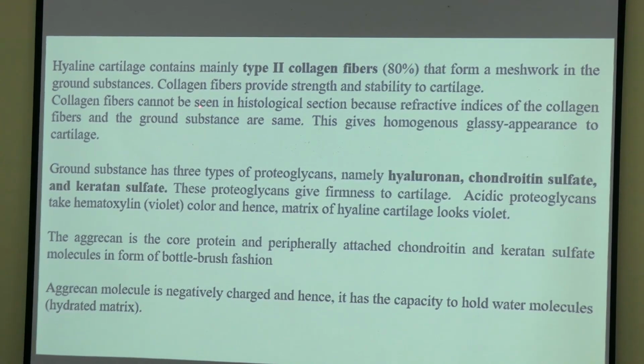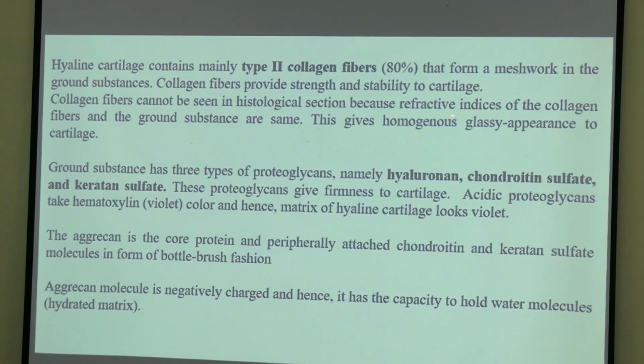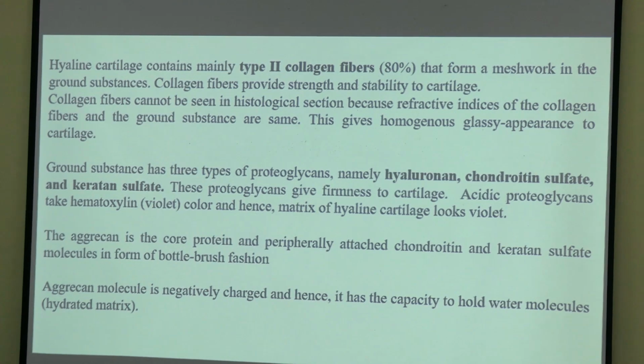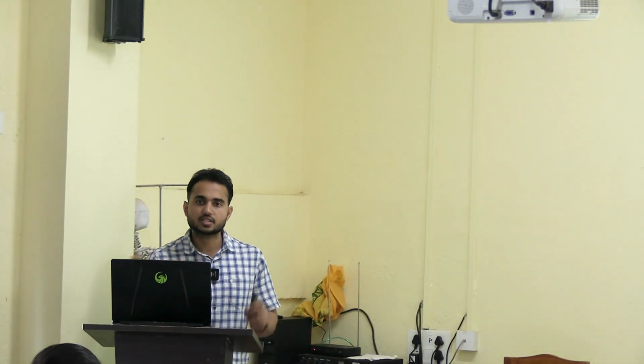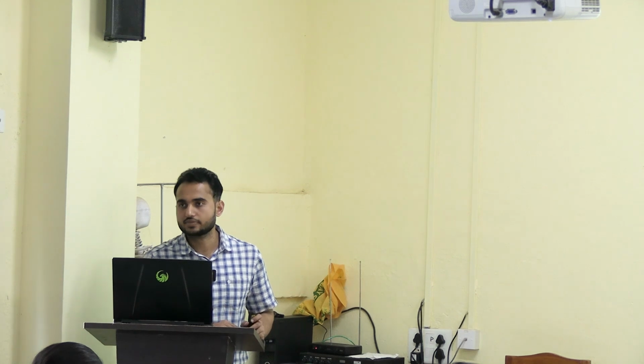The collagen fibers cannot be seen in histological section because the refractive indices of the collagen fibers and the ground substance are the same. Now, just now I have told you that the matrix is transparent in nature. Why is it transparent? Because the refractive index of the collagen fibers and the matrix is the same. That's why it appears transparent in nature.